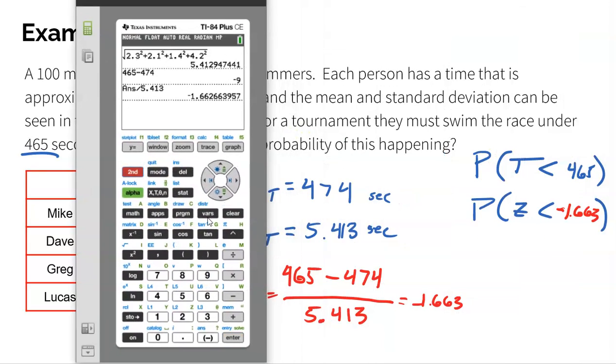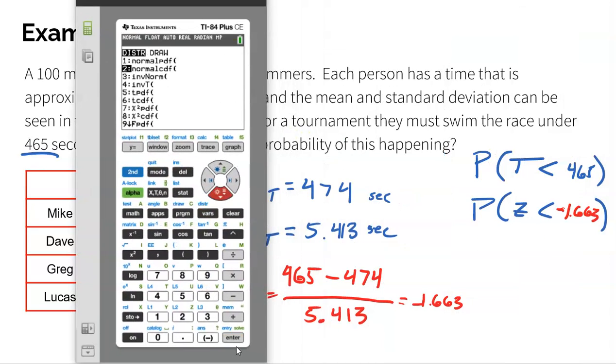So now I'm going to go and grab that normal CDF command here, and I want to look below. So I'm going to start at negative 99, and I'm going to go up to that negative 0.1663. It's hard typing on this thing. All right, so there I go. So I'm looking below that z-score, which is essentially looking below a total time of 465.